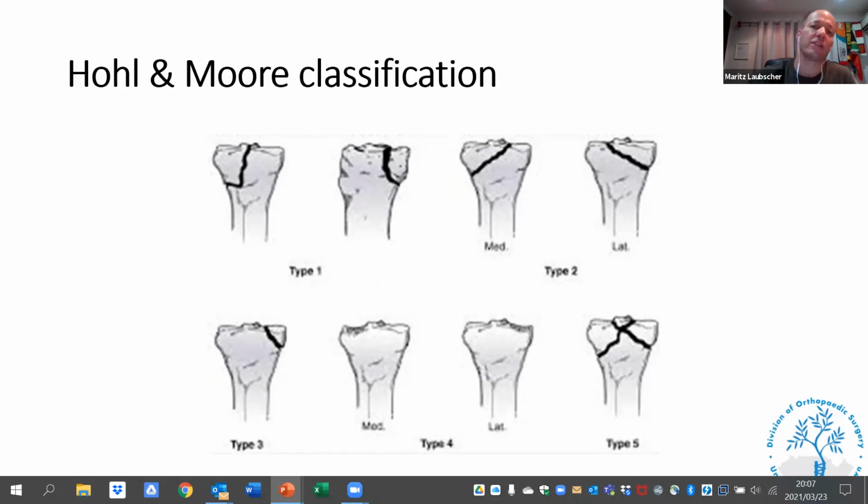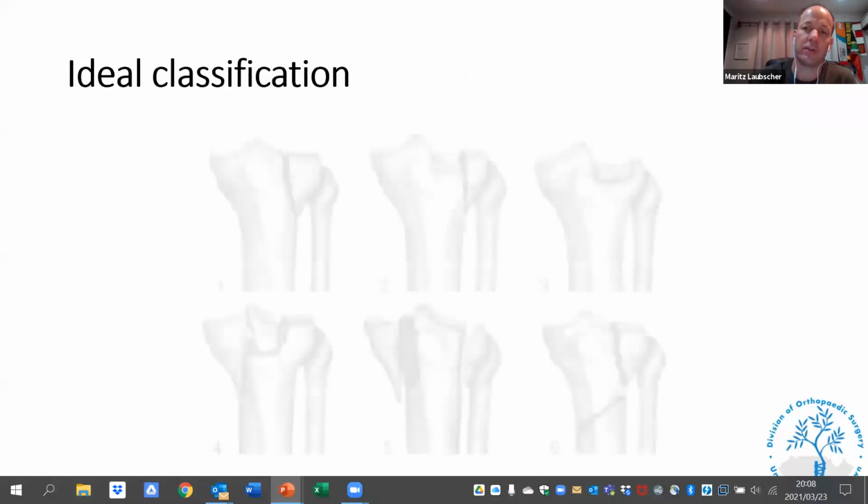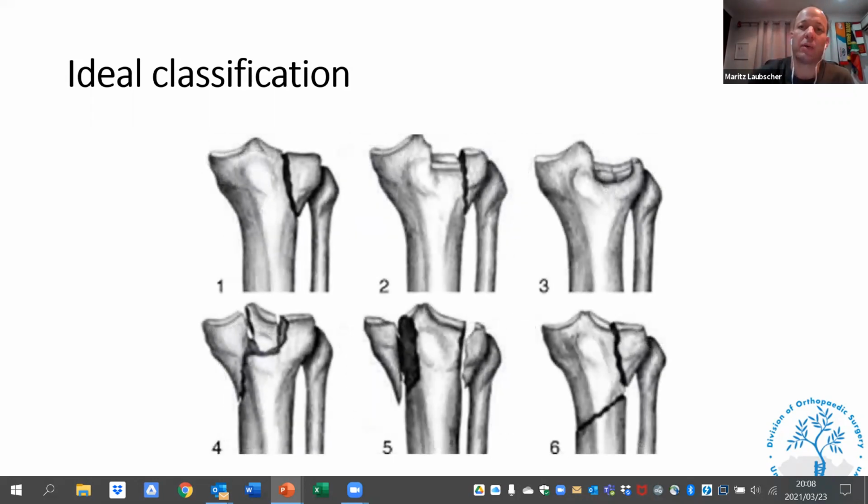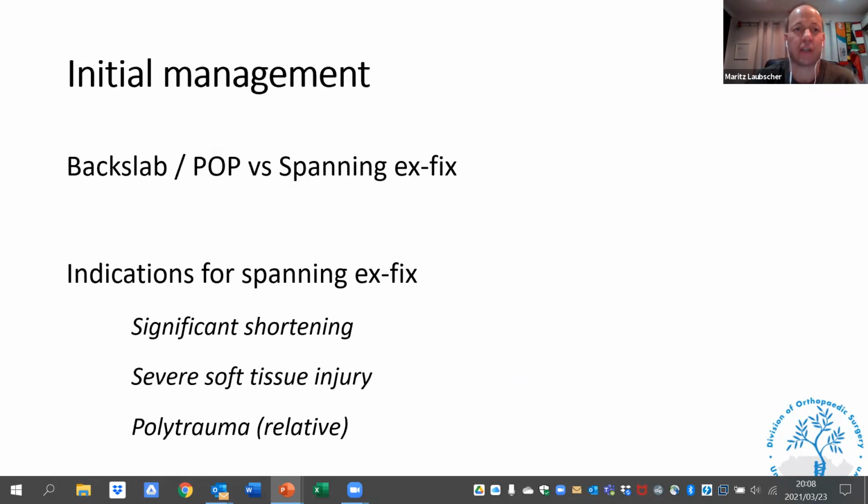So the Hohl and Moore classification is not a classification where I think one needs to know all the subtypes, but you need to know the specific ones that are not really classifiable by the Schatzker classification, as in the Hohl and Moore type 1 and type 2 injuries. So the ideal classification would probably be a combination of the two, although, like I said, the Schatzker classification is so embedded in our clinical use that it's the one that I would stick to, except for the injuries that do not fit into the Schatzker classification.